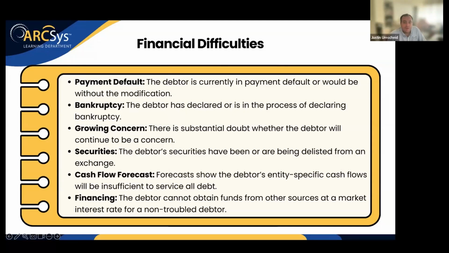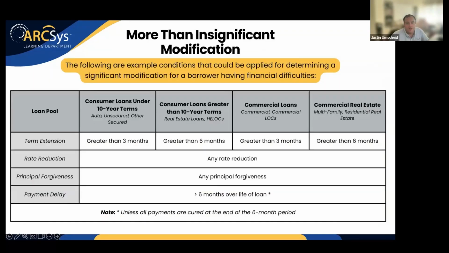If the debtor has securities that have been delisted from an exchange, potentially that's a sign of financial difficulties. Maybe future expected cash flows will be insufficient to service all of the debt, or financing from other sources at a market interest rate for a non-troubled debtor isn't available. So it's about understanding when that definition really applies to the modification, in terms of the borrower experiencing financial hardship. Now, what we've got here is an example of a policy, a sample policy we created.